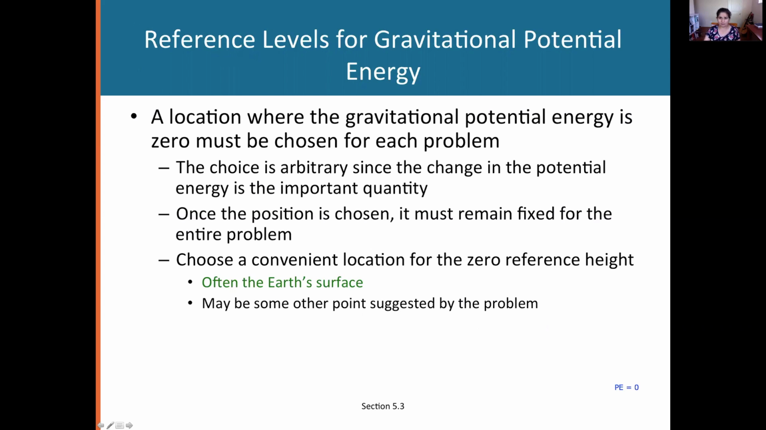So a location where the gravitational potential energy is 0 must be chosen for each problem. The choice is arbitrary, okay? Since it's the change in potential energy that we are most interested in. Once the position is chosen, it must remain fixed during the problem. Choose a convenient location for 0 reference height, often the Earth's surface, but sometimes it may be some other point, okay?